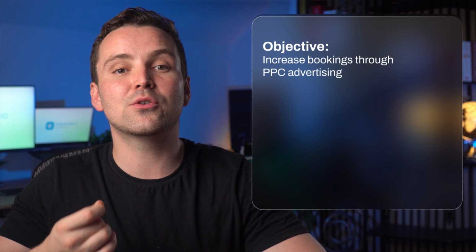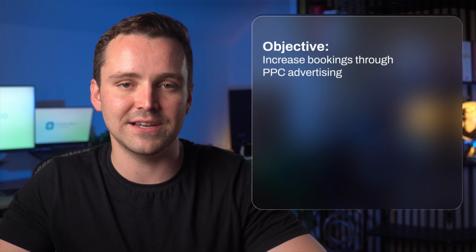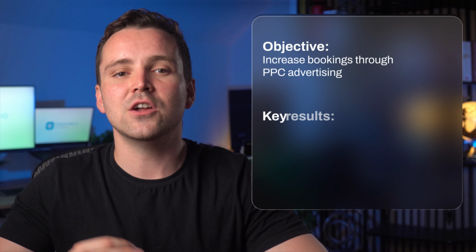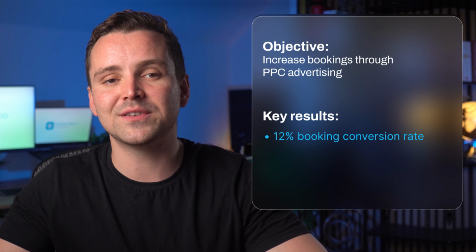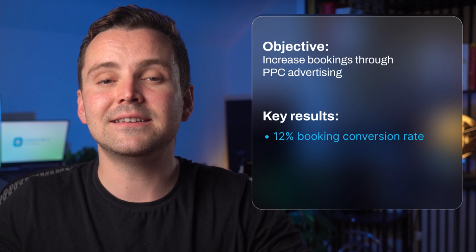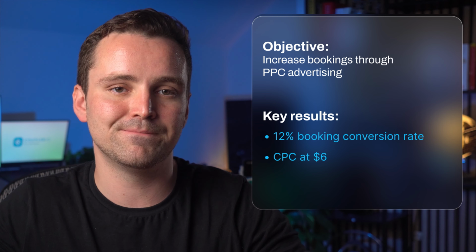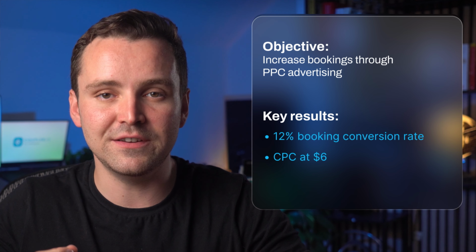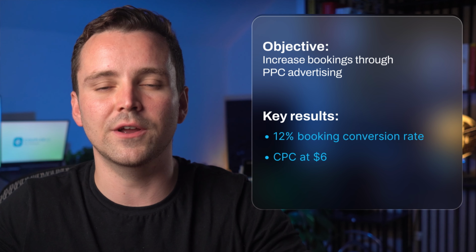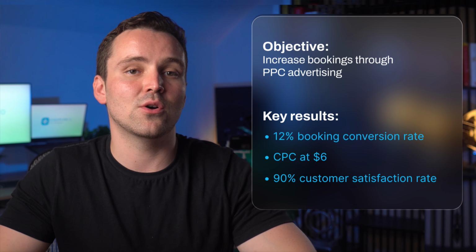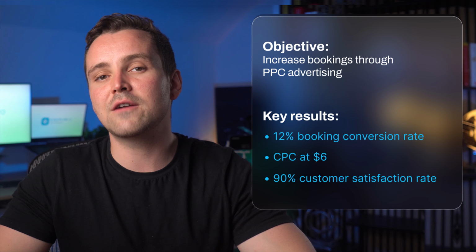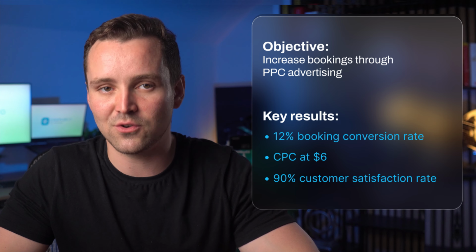And as a last example, let's look at a local service provider that wants to attract customers through PPC campaigns. The objective can be to increase bookings through PPC advertising. The key results can be: achieve a booking conversion rate of 12% from PPC ads. Maintain a CPC of $6 or lower for cost-effective customer acquisition. Increase total bookings by 35% compared to the previous quarter. Achieve a customer satisfaction rate of 90% or higher to drive repeat business and ensure service quality.